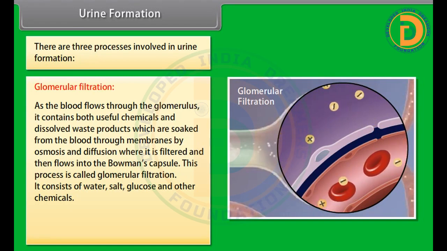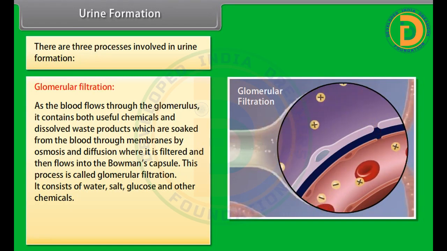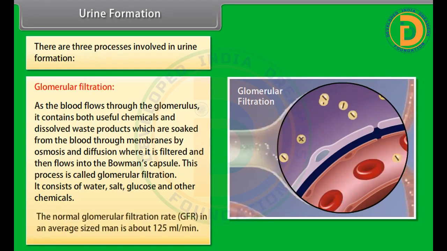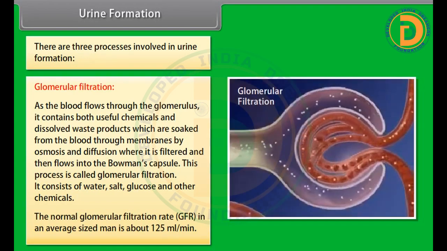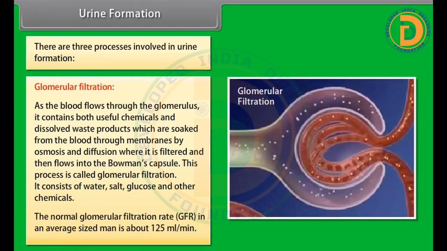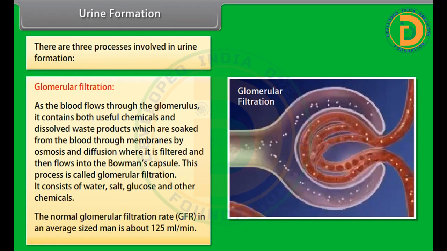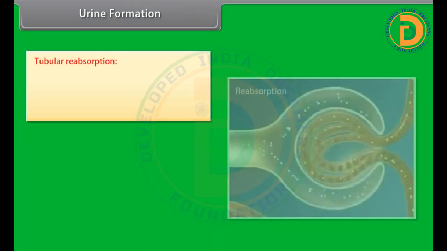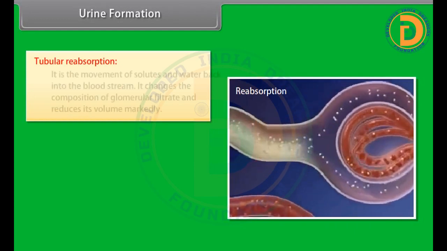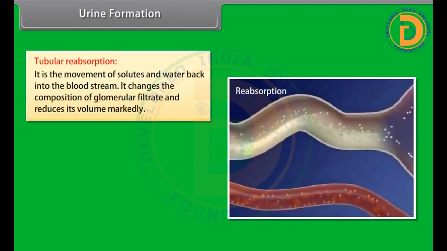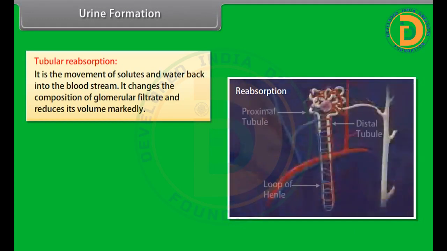It consists of water, salt, glucose and other chemicals. The normal glomerular filtration rate GFR in an average-sized man is about 125 milliliter per minute. Second is tubular reabsorption. It is the movement of solutes and water back into the bloodstream. It changes the composition of glomerular filtrate and reduces its volume markedly.